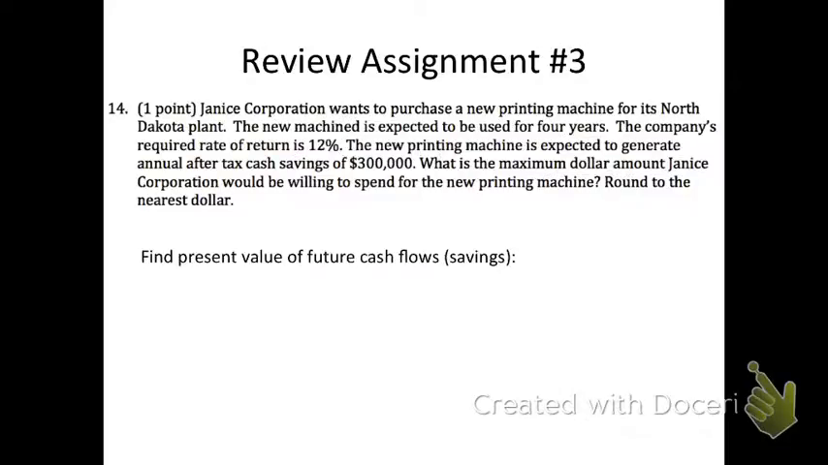And so finding that present value, you're putting in your calculator the payment of $300,000, the number of periods of 4, and the interest rate that you require to earn is 12%. So you're getting the present value of this 4-year annuity. So the maximum you'd be willing to spend on this machine is $911,205.